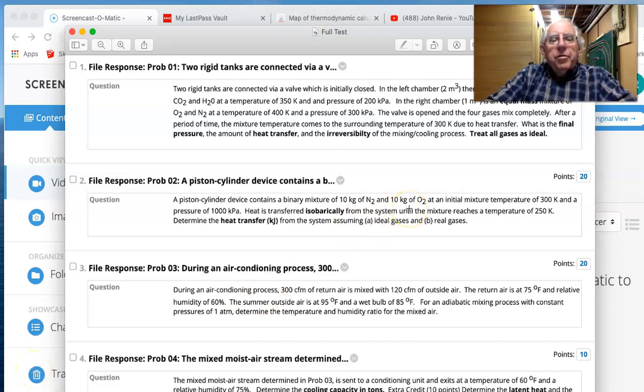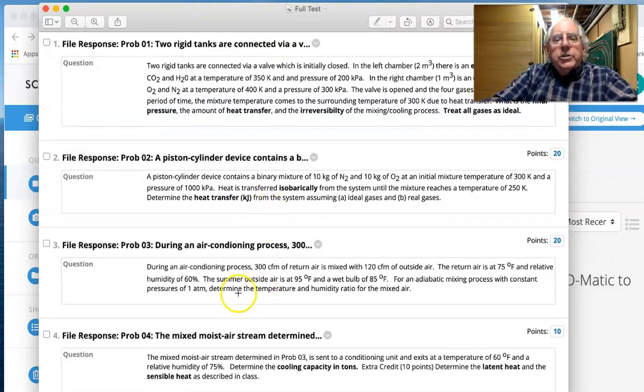Problem 3 is an air conditioning problem. As you see on the screen here, the first part is worth 20 points. The problem statement is that during an air conditioning process, 300 cubic feet per minute of return air is mixed with 120 cubic feet per minute of outside air. The return air is at 75 degrees Fahrenheit and a relative humidity of 60%.